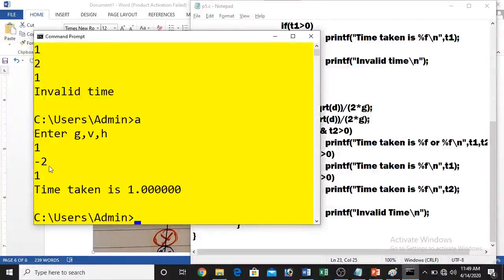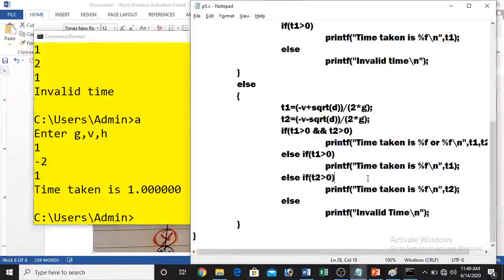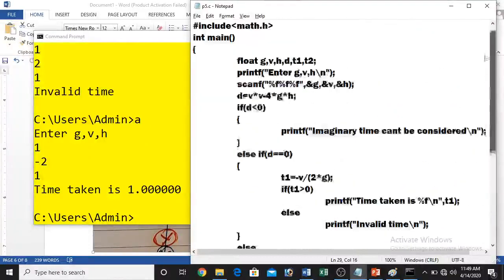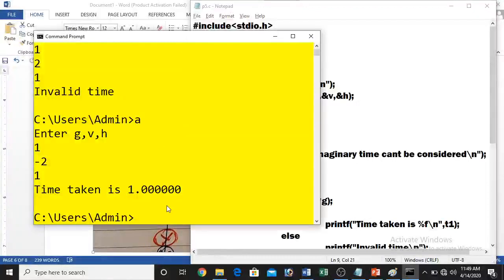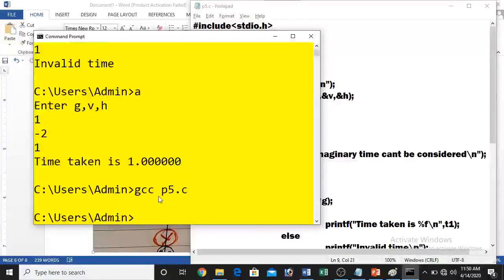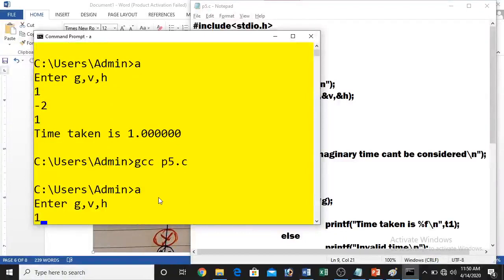So if the b value is negative, then minus of minus b will be positive. Or else you can just print the D value also if you want. Here I will print the D value so that you will come to know to which condition it is satisfying. printf("D is equal to %f\n", D). Let me compile. Remember, whenever you make any changes, you need to compile the program.